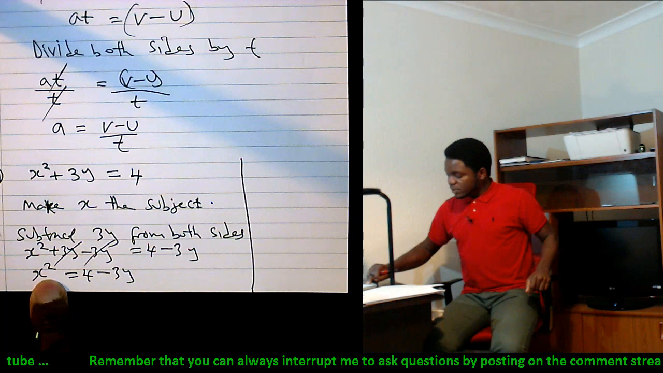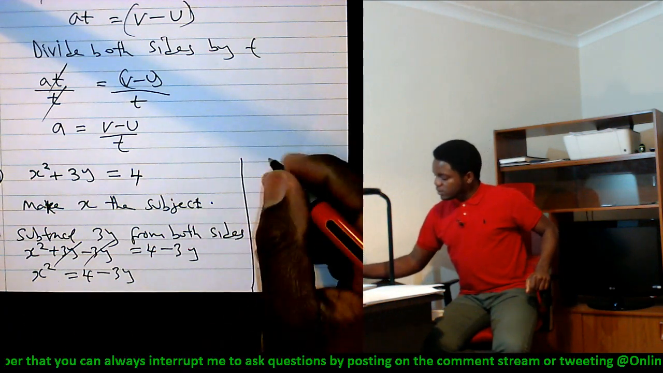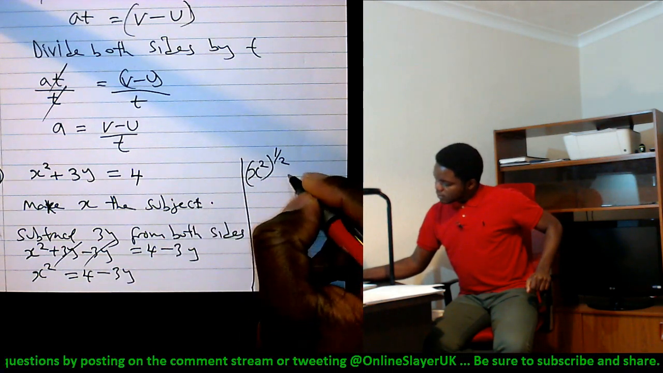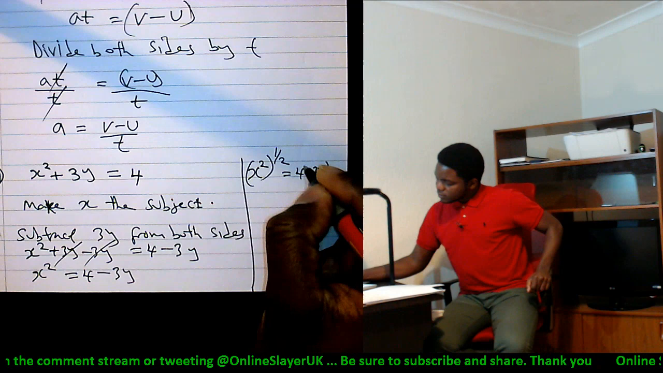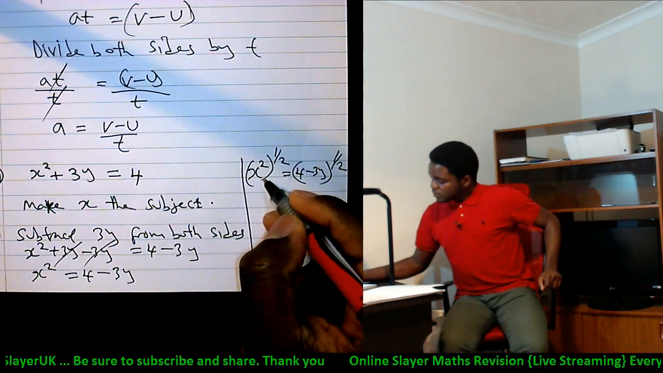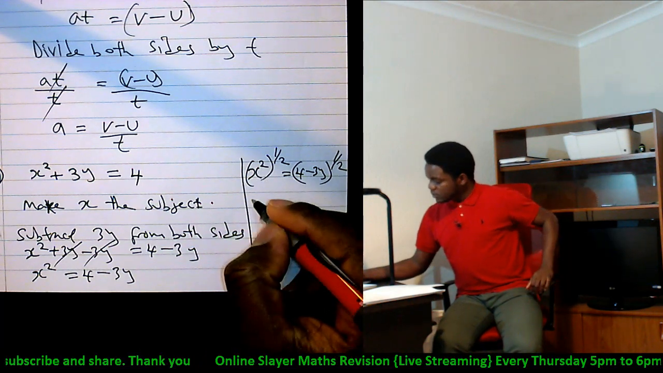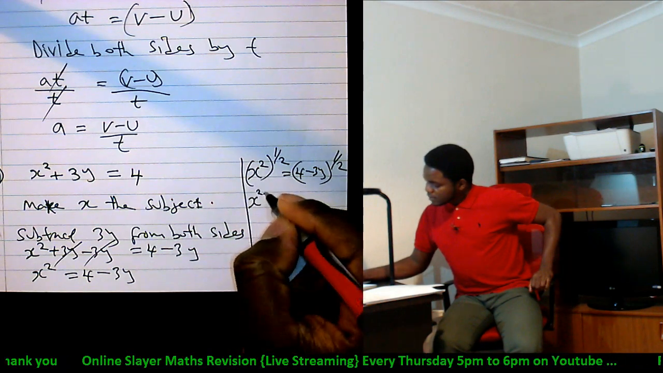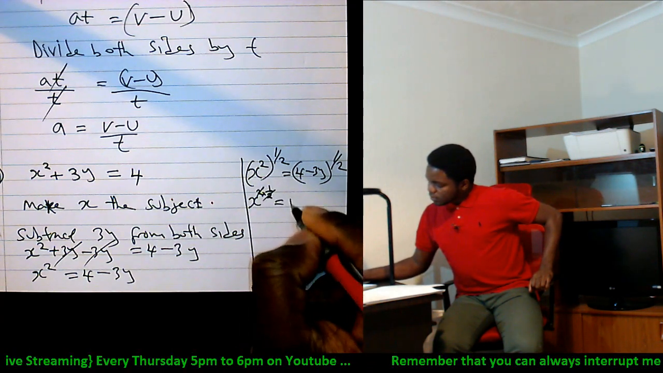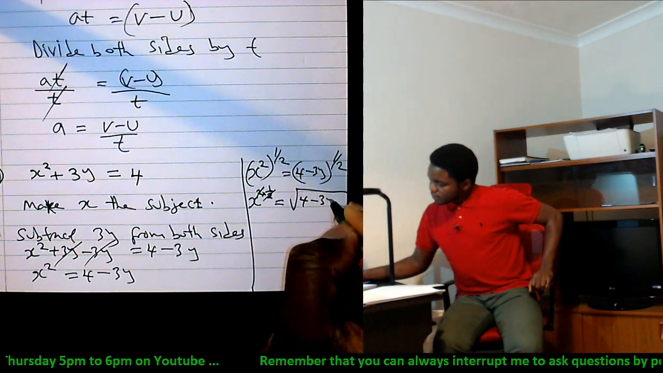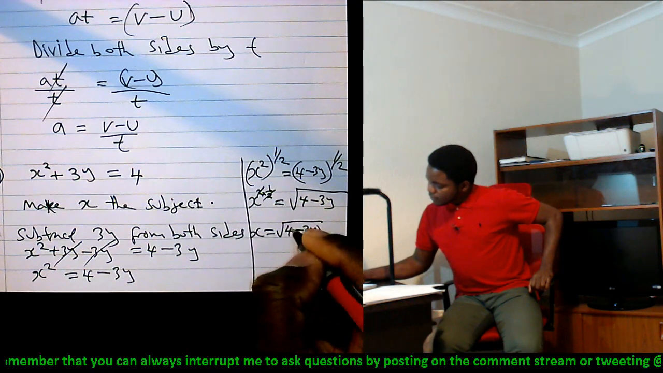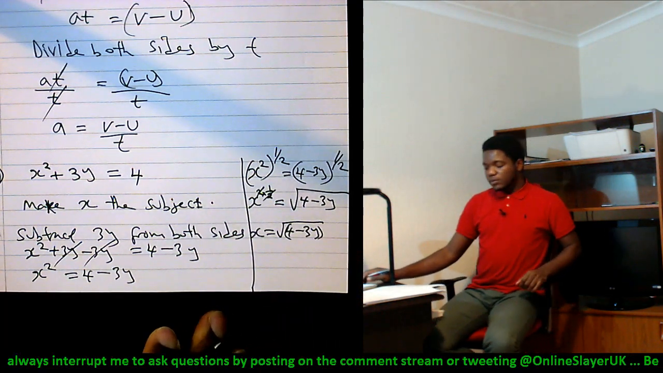So in this case, we're going to raise this to the power half. So it's going to be x squared to the power half equals 4 minus 3y to the power half. To the power half means square root, isn't it? So what's x to the power? Remember our indices, it becomes x to the power 2 times 1 over 2. Now 2 cancels 2, that gives you x equals the square root of 4 minus 3y. So x is actually root 4 minus 3y. Now that is the subject of this formula.